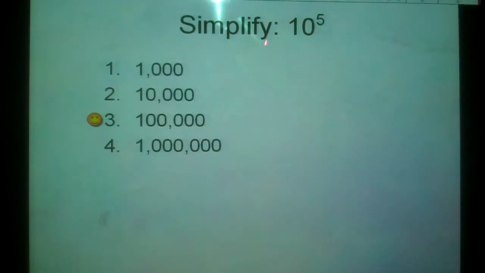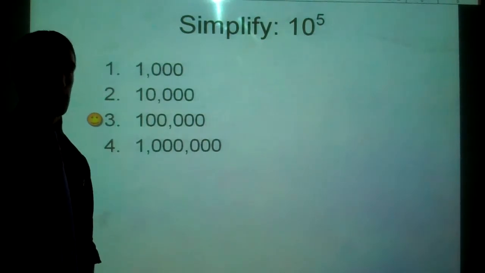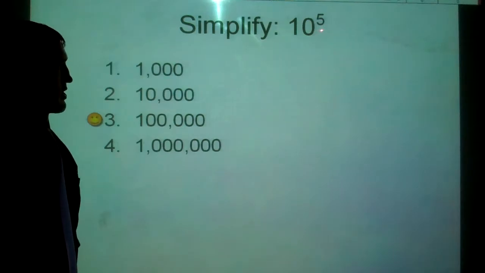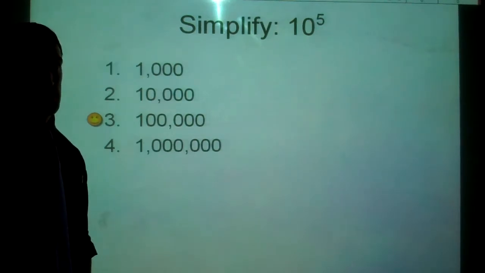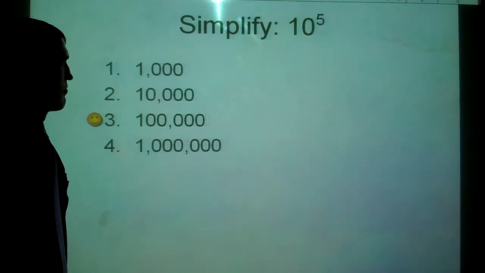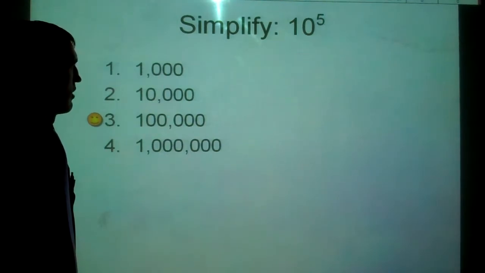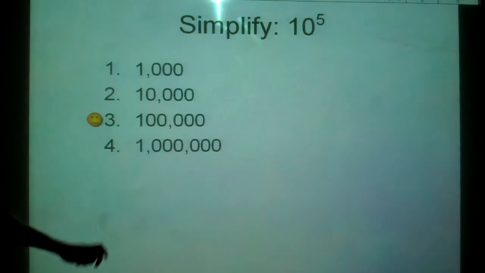And we're going to see this type of thing in the future with scientific notation. That 5 is actually going to tell us how many spots our decimal place moves over. So yeah, we'll get into that in a little bit. Okay.